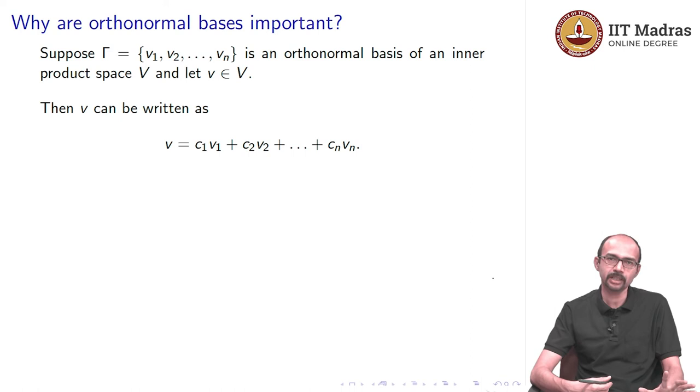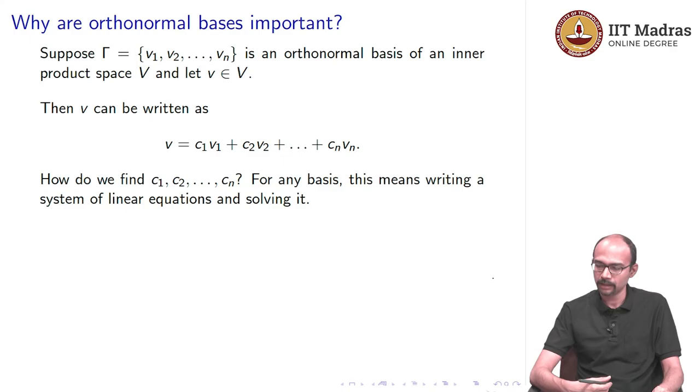Now what is the importance of it being an inner product space with an orthonormal basis? How do we find c1, c2, ..., cn for any basis? This means writing a system of linear equations and solving it, right? That is how I typically solve for c1, c2, ..., cn.